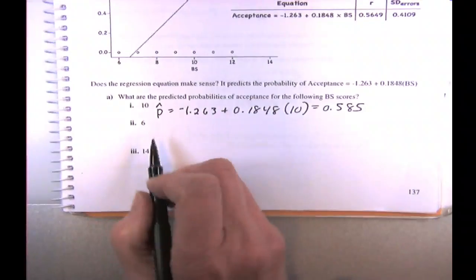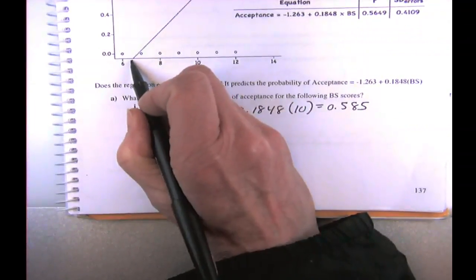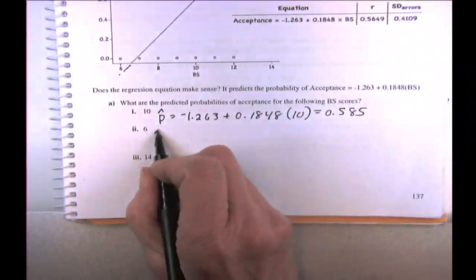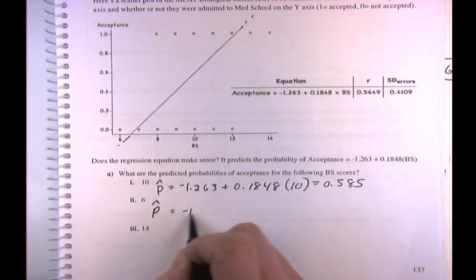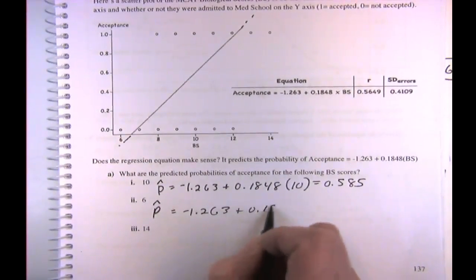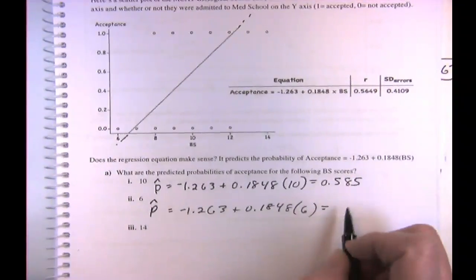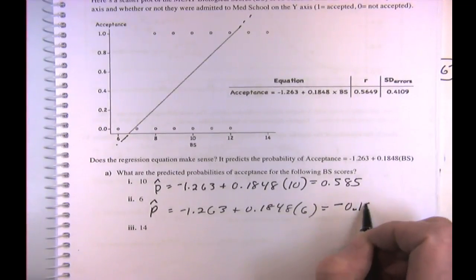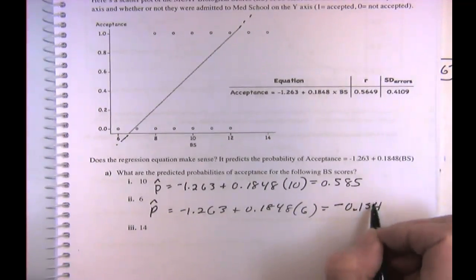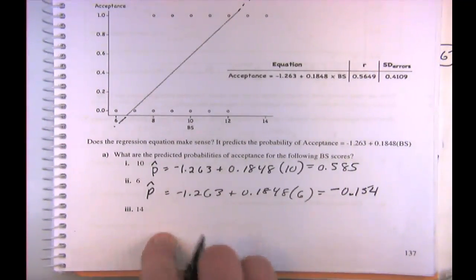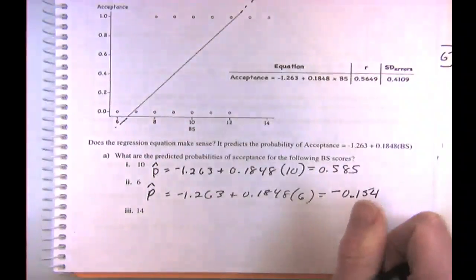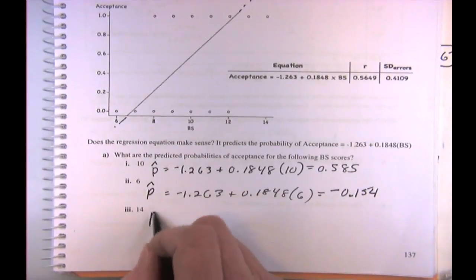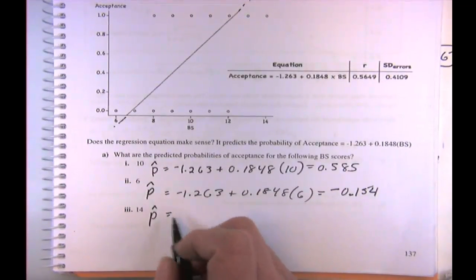Well, that's reasonable, but it's going to give us a negative probability for a 6 and over 100% for a 14. For a 6, this will give us negative 15.4%. Negative. That's sort of depressing, right? For those two people who got a 6, if we gave them this regression equation, you have a negative chance of getting in, that doesn't even make sense. It would be sad.